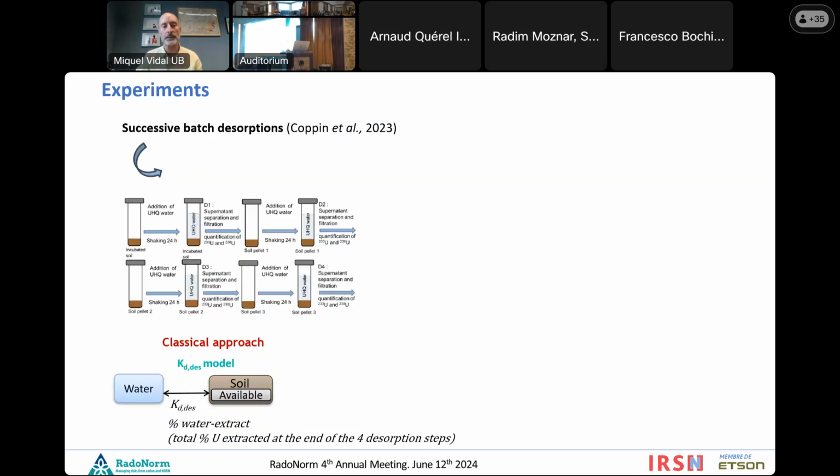So from that, they can apply the classical approach in which the KD is assumed to be reversible. From the total extraction after the 4 desorption steps, they may quantify a desorption KD and also the percentage of, let's say, uranium radionuclide that could be extractable in water.